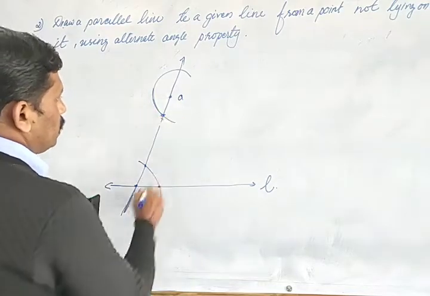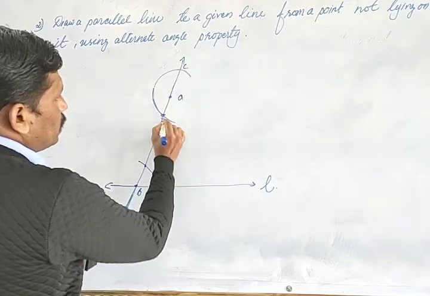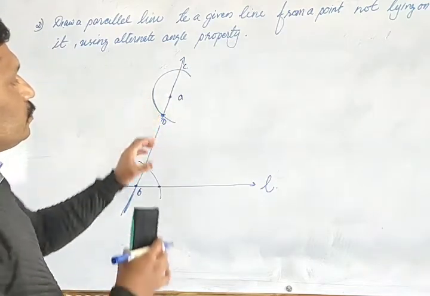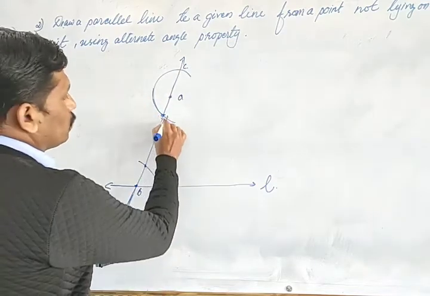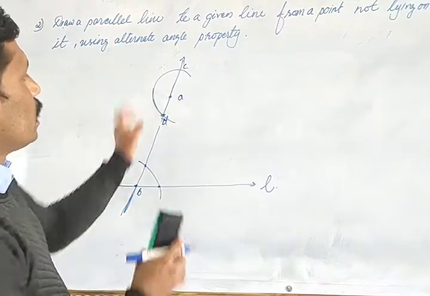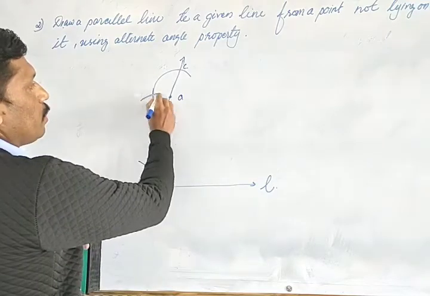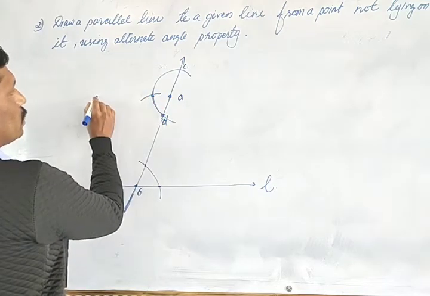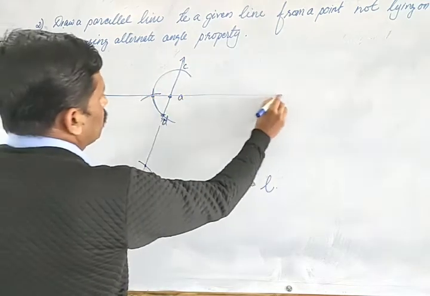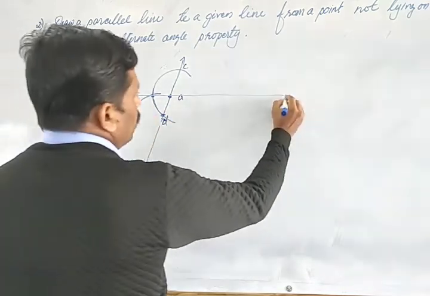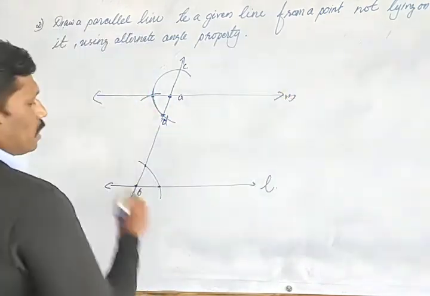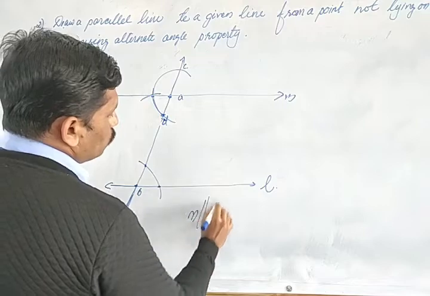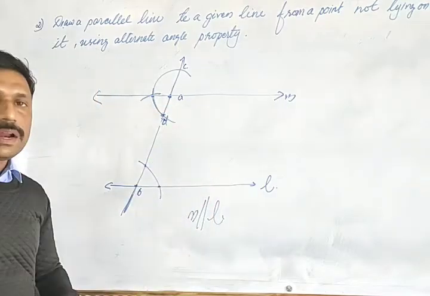Here we can mark C and D. So keep D here, and from here you cut the arc here. Then we get a point here. These two points, this point and this point, we join, and then we get a parallel line. So here we can write M, and right here M is parallel to L. Line M is parallel to L.